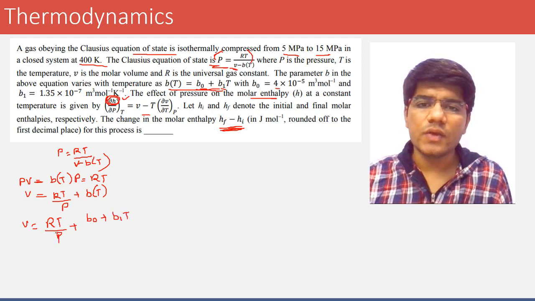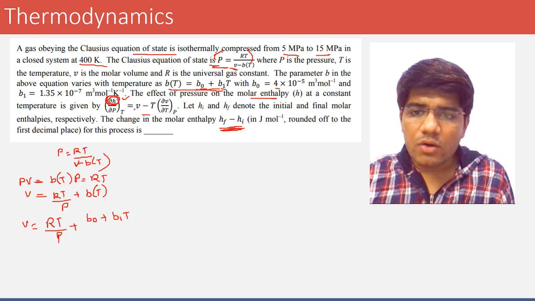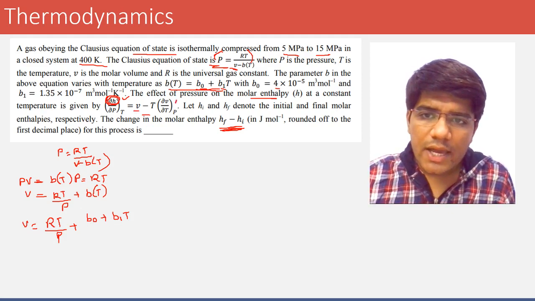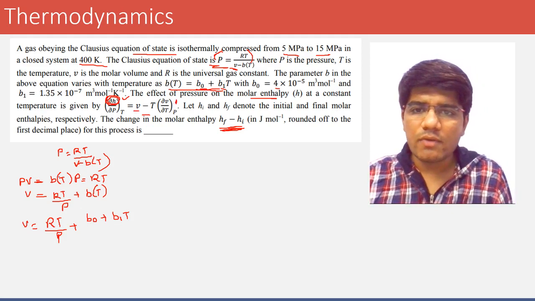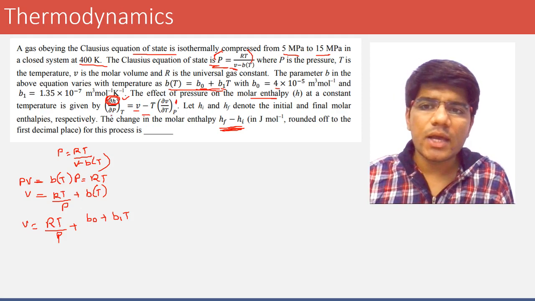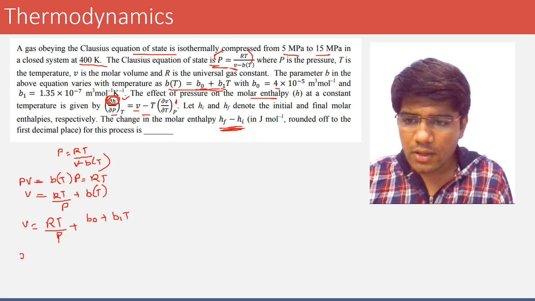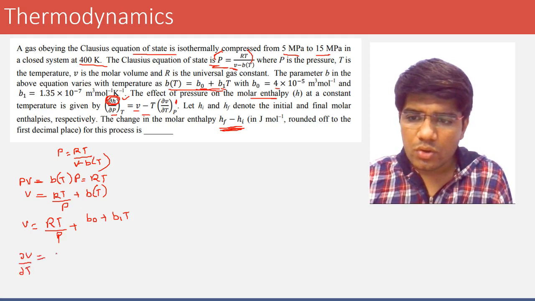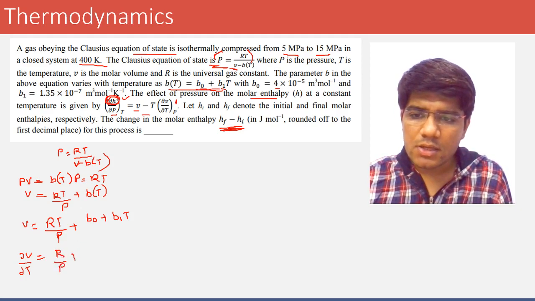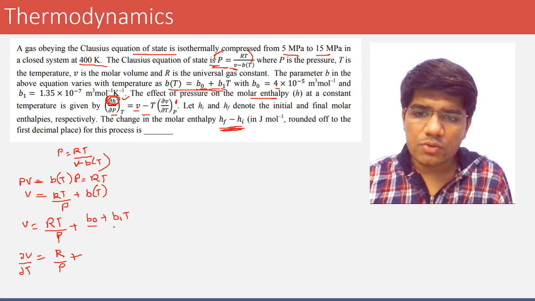So we got V. Now we need to find del V upon del T, and we can integrate with del P. We will get del H. Now del V upon del T will be equal to R by P, see this R by P plus B naught is constant, it will be equal to 0, then B1.